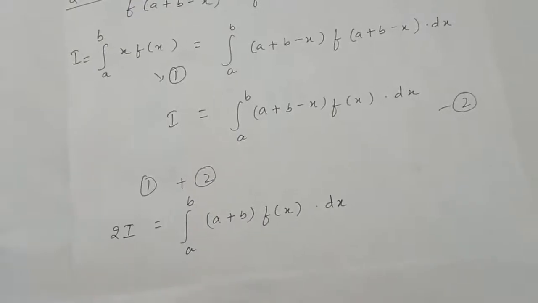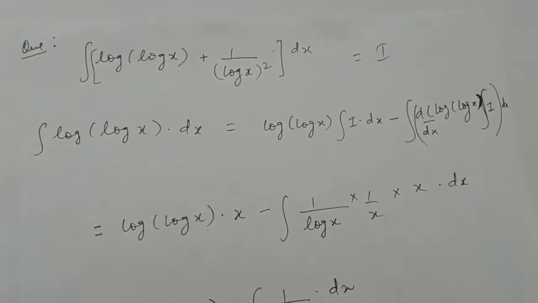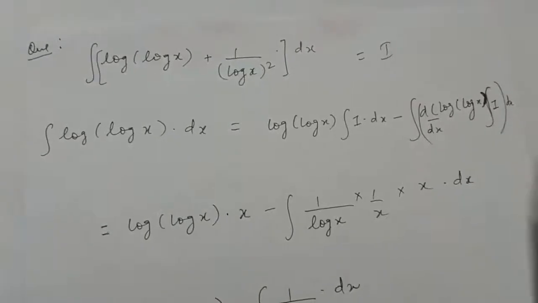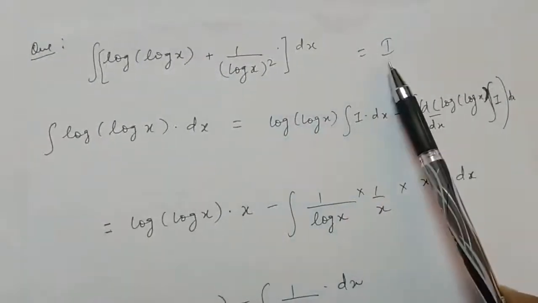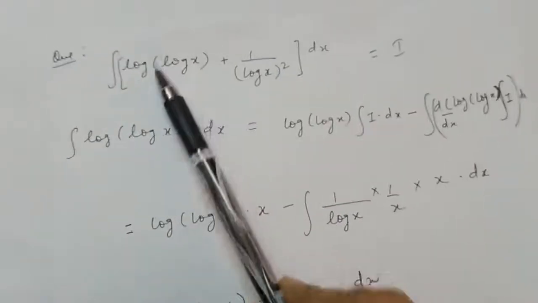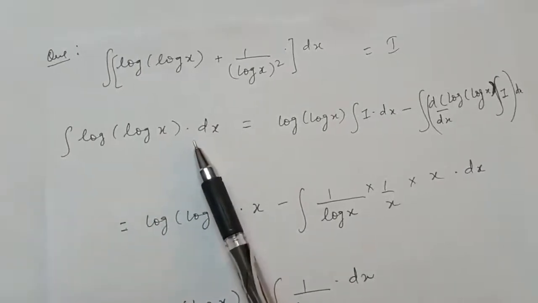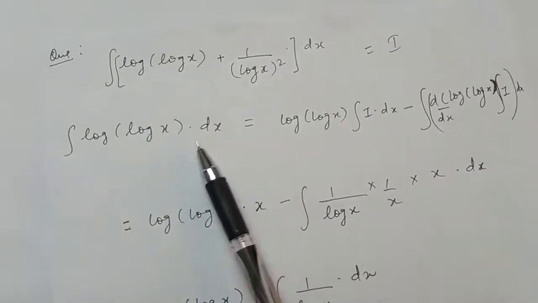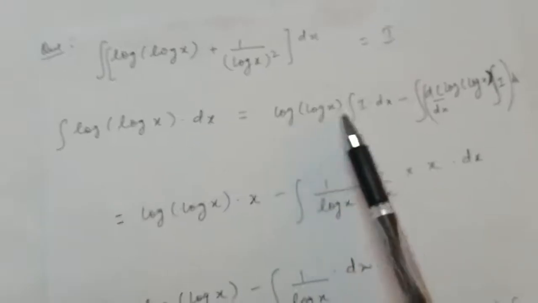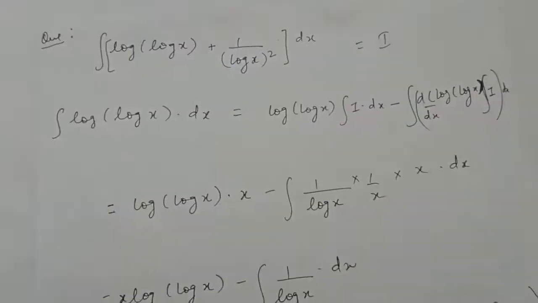Clear? The next question is integral of log x plus 1 upon log x whole square. Let this given integral be I. Now firstly we will solve this integral of 1 upon log x. So solve it by integration by parts by taking this as the first function and 1 as the second function.